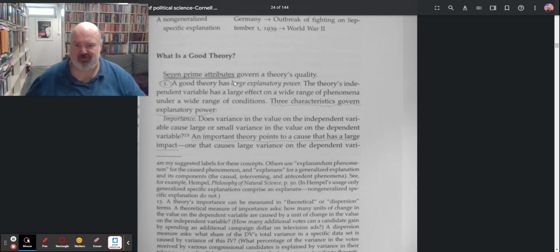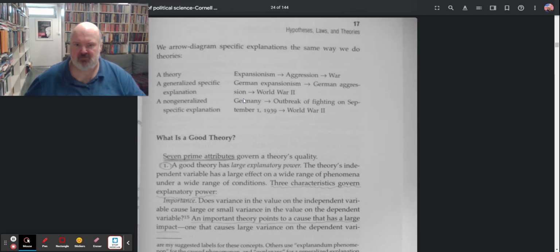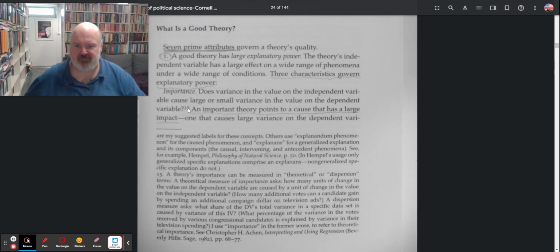Van Evera argues that there are seven prime attributes that determine the quality of a theory. One, a good theory has large explanatory power. A theory's independent variable has a large effect on a wide range of phenomena under a wide range of conditions.